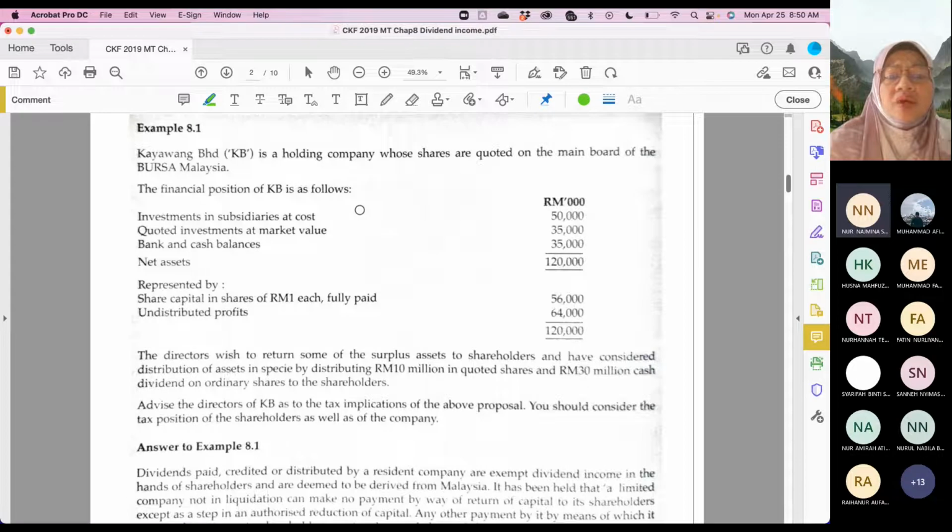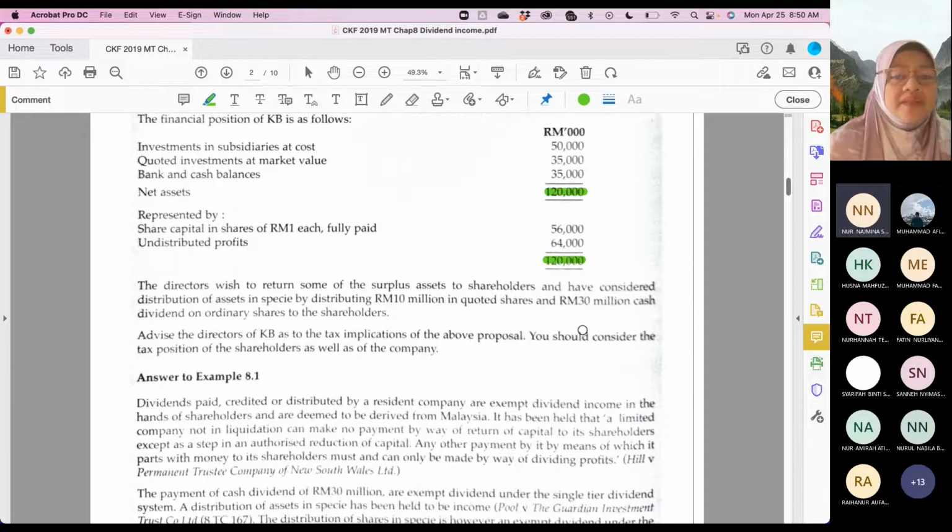Kaya Wang Berhad is a holding company, with shares quoted on the main board. Financial position: you have investment in subsidiary, quoted investment at market value, and bank and cash balances. This is the net asset of the company. You have share capital of 56,000 and undistributed profit of 64,000. You know that total asset must always equal total liability plus owners' equity. This is the very basic of your accounting equation.